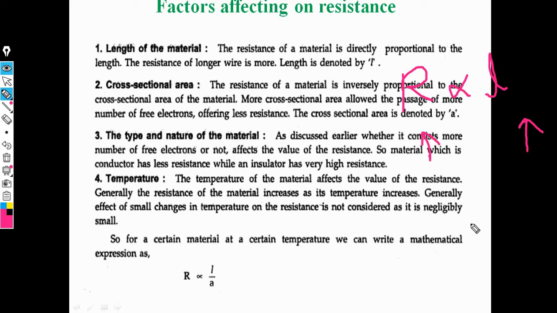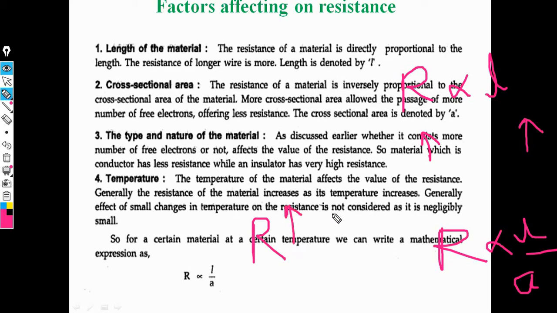But resistance is inversely proportional to the cross sectional area of the material. The value of resistance increases when the cross sectional area decreases, because both are inversely proportional to each other. This is the second parameter, cross sectional area A, and L means length.